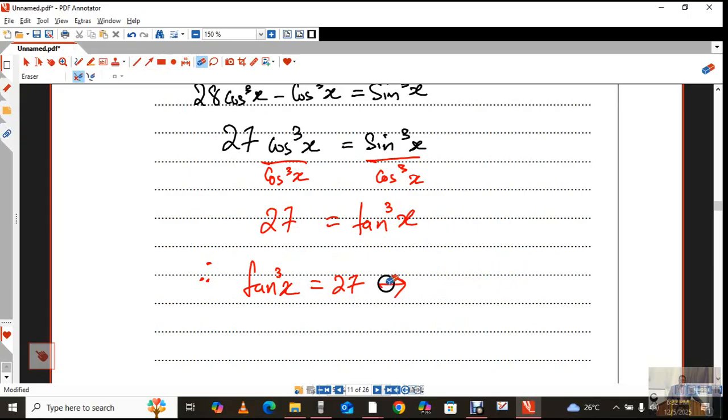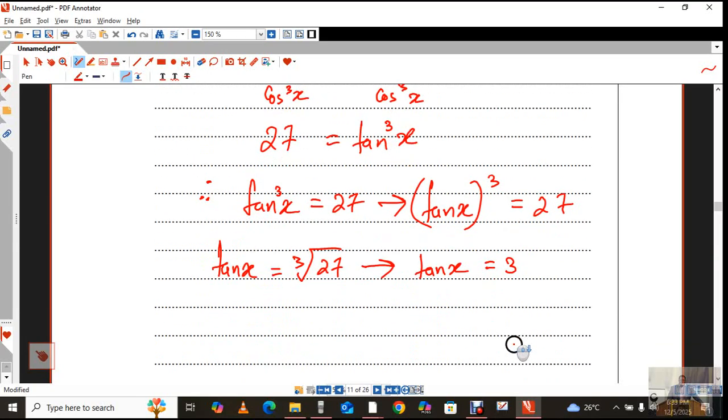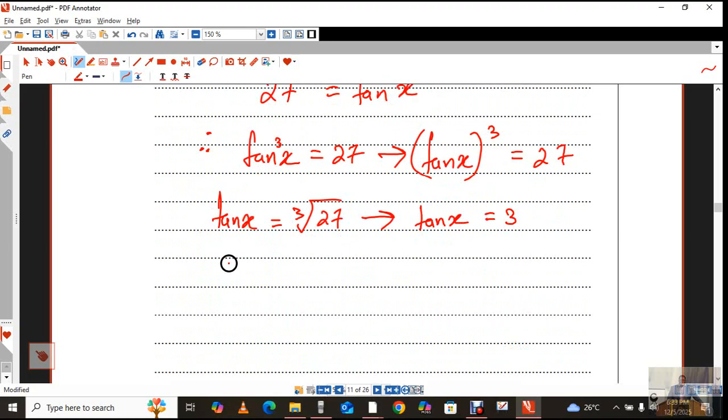Now we need to get that cube gone there. So this basically is the same as tan cube x is equal to 27. That's what it is. To get rid of that, you'll take the cube root. So this is tan x is the cube root of 27, which is tan x is equal to 3, because the cube root of 27 is 3. Right, so angle x, therefore, is the inverse tan of 3.